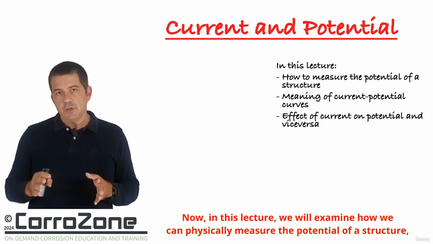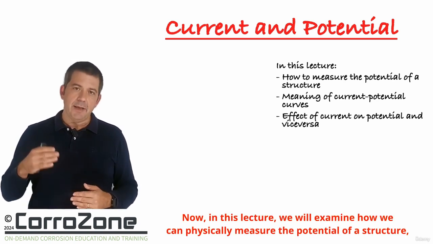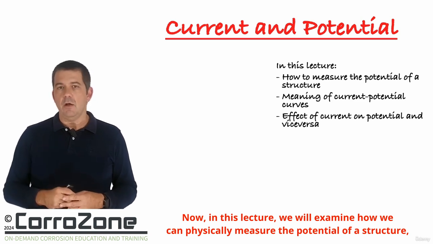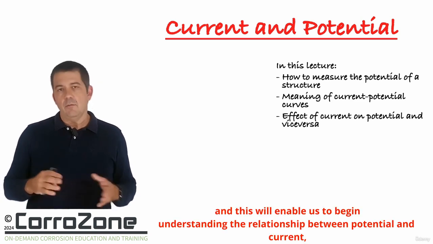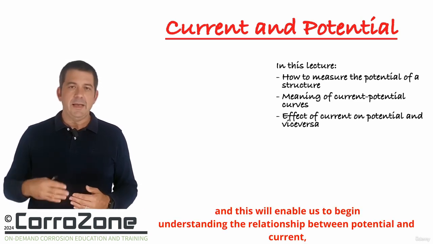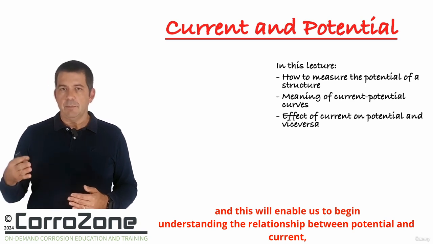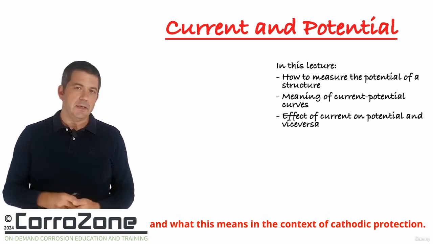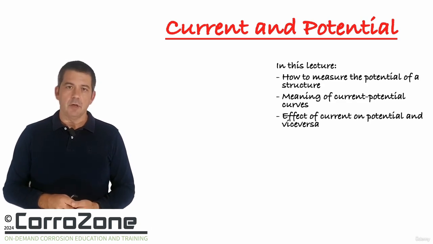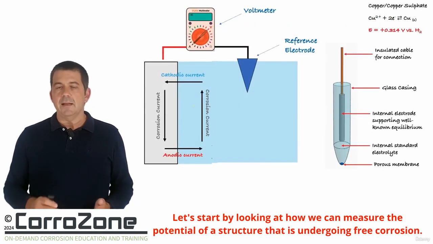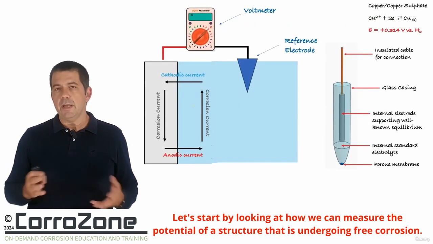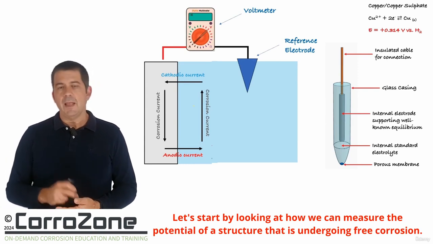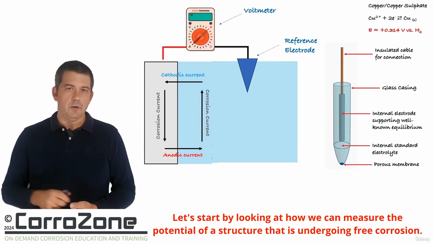Now, in this lecture, we will examine how we can physically measure the potential of a structure, and this will enable us to begin understanding the relationship between potential and current and what this means in the context of cathodic protection. Let's start by looking at how we can measure the potential of a structure that is undergoing free corrosion.